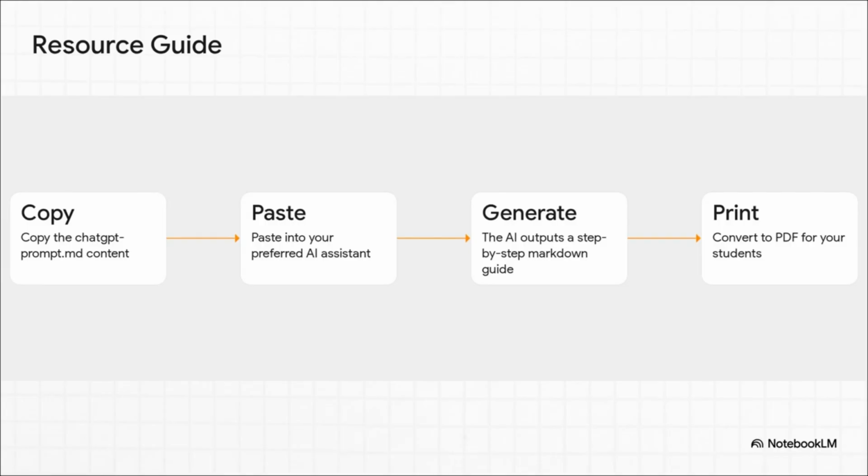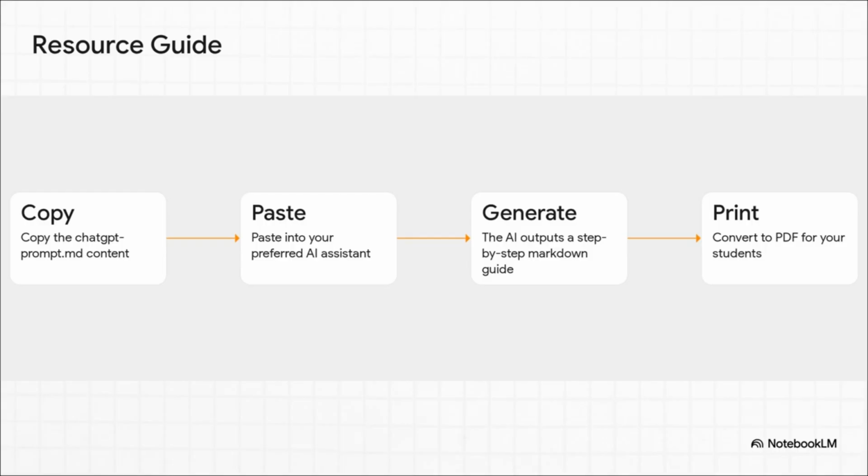And the creator didn't just stop at the software itself. The project files include a document called ChatGPT prompt.md. This is a brilliant little bonus for educators. You literally just copy the text from that file, paste it into an AI like ChatGPT or Claude, and the AI automatically spits out a step-by-step formatted resource guide based on the lab. You just save it, print it out as a PDF, and boom, you instantly have a physical companion worksheet to hand out to your students.